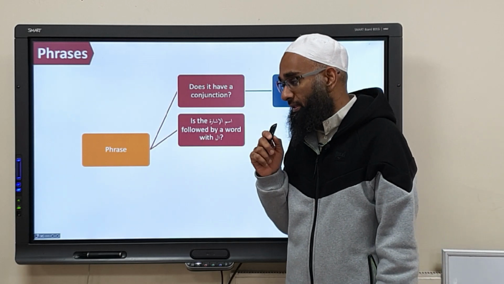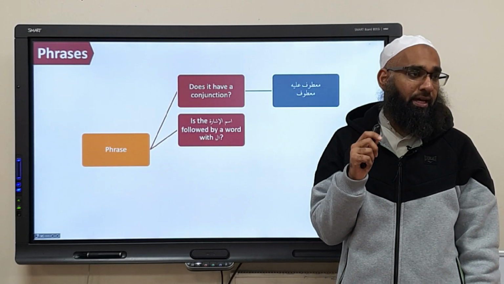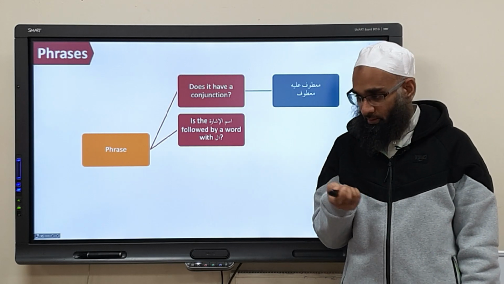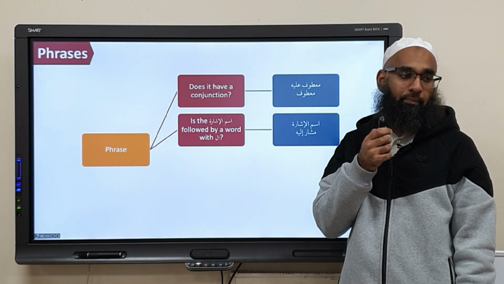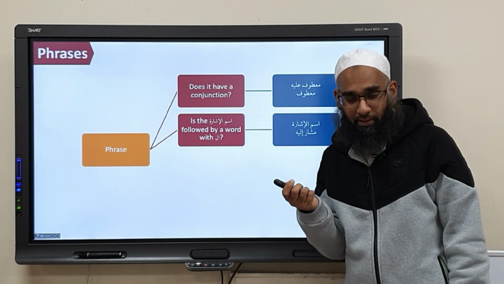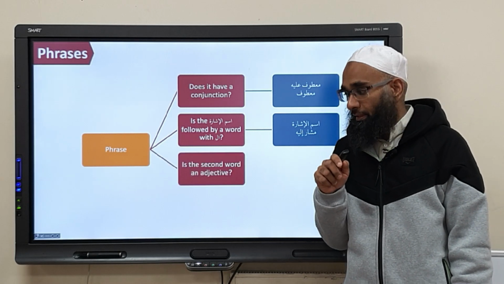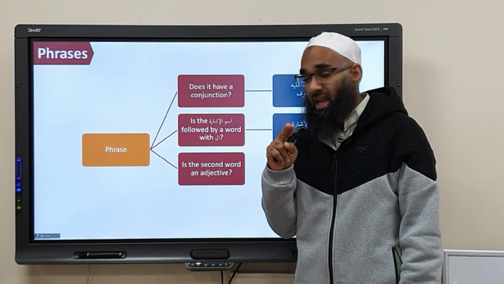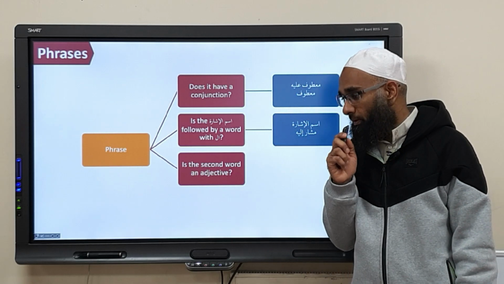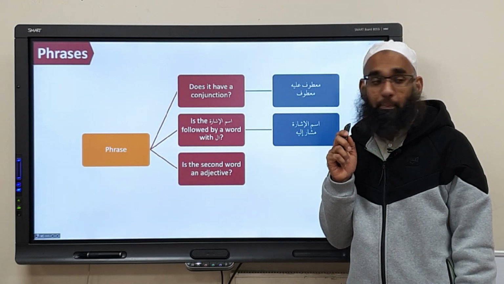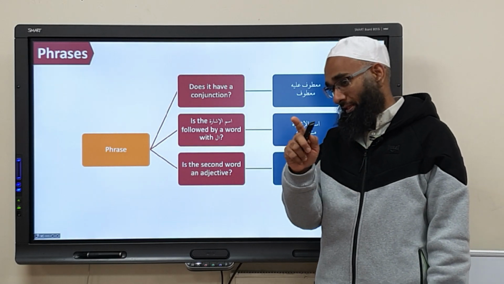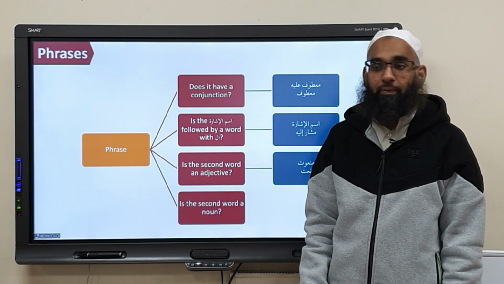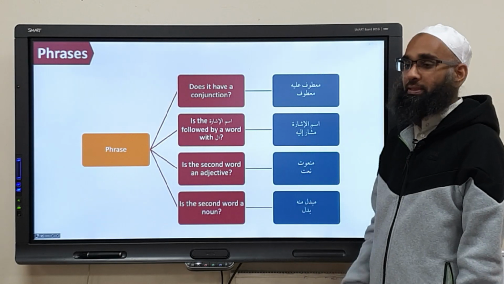If it's not got a harfu atf, next question I ask: is there an ismul ishara followed by an alif lam? If there is, what will it be? Ismul ishara and musharun ilay. If it doesn't have a conjunction and doesn't have an ismul ishara, then the two words come together. I have to see, is the second word an adjective, a describing word? If it is, it's man'ut na'at, not mubdal minhu badal. It'll be mubdal minhu badal if the second word is a noun.